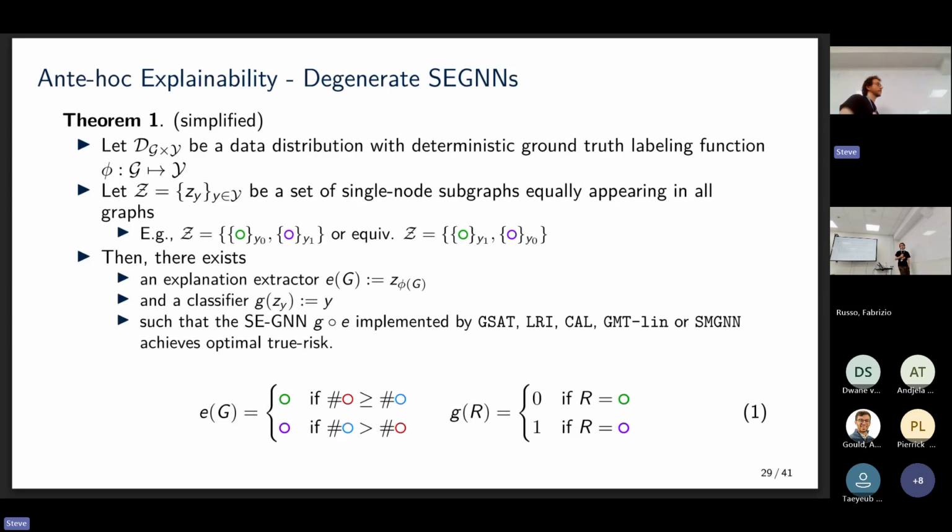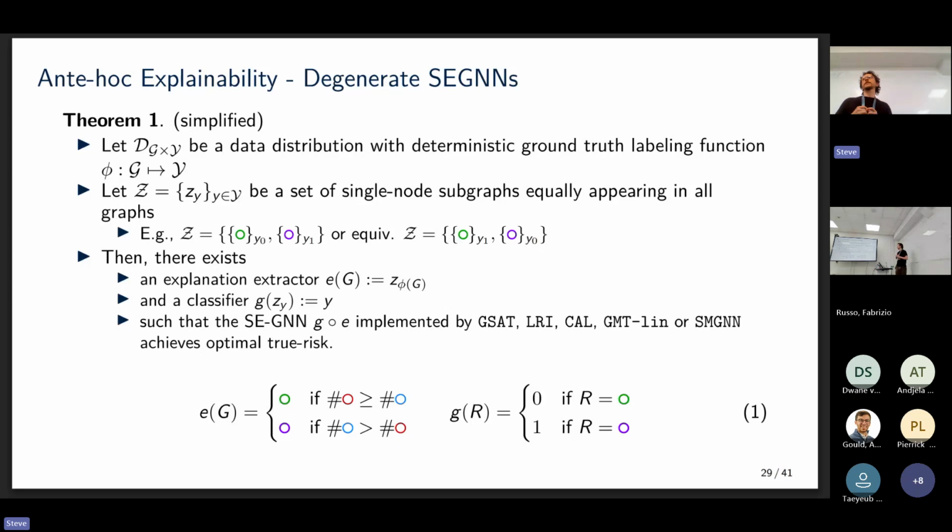But then I was wondering, okay, if this is the case, then it means that explanations will be unfaithful only when your graphs and your data sets basically have this property, or is there something more? No, well, there's something more, I guess.